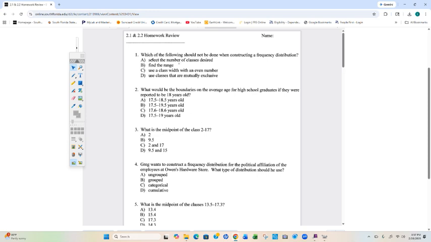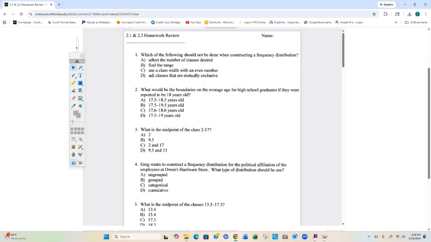It says, which of the following should not be done when constructing a frequency distribution? This is number 1. Answer A, select the number of classes desired. Answer B, find the range. Answer C, use the class width with an even number. Answer D, use classes that are mutually exclusive. Okay, pause the video.